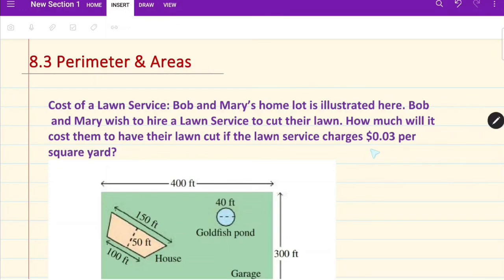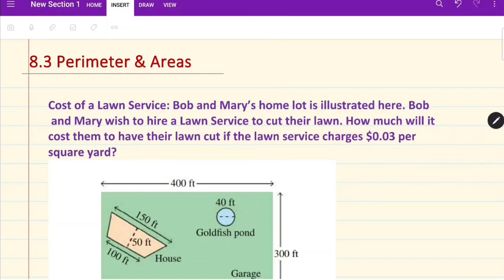But they've given us the unit price, the unit cost of the cut, which is 3 cents per square yard. So square yard means area, correct? Anything square, whether square feet or square meters or square yard, implies area.